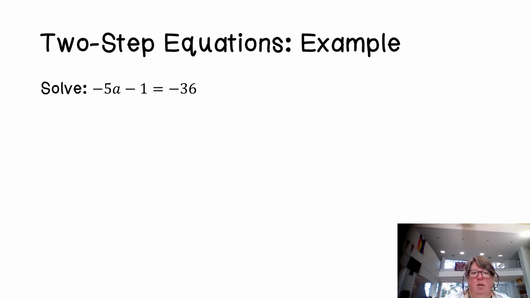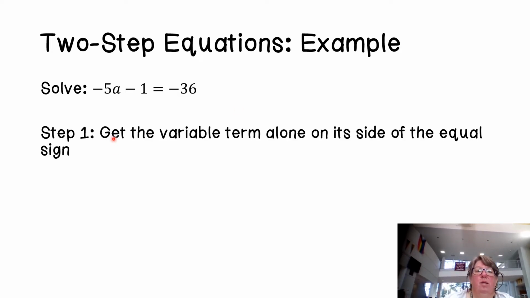Let's look at another example. Negative 5a minus 1 equals negative 36. Step 1, get the variable term alone on its side of the equal sign. Okay, so our variable term is negative 5a. So this minus 1 is the thing that we want to eliminate. How do we do that? We use the inverse operation. So instead of subtracting 1, we're going to add 1 to both sides.